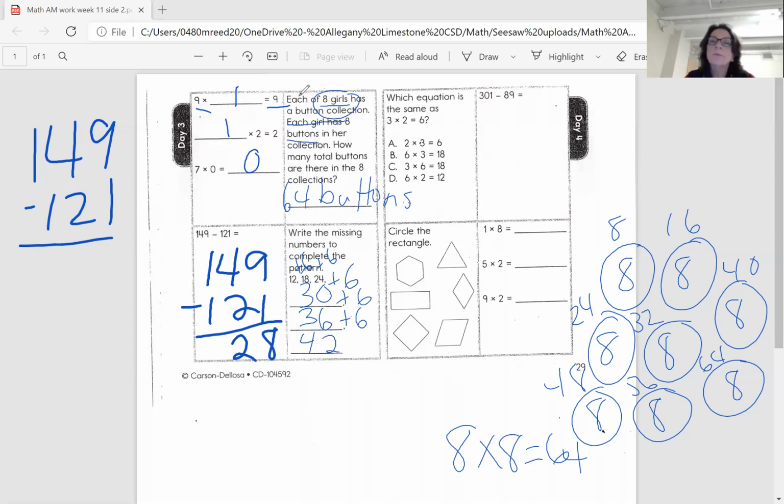Now I knew that last one pretty quickly because I've noticed that these are my 6s. And so I can skip count by 6s to see what would come next. So if I start with 0, 0, 6, we got 12, 18, 24, 30, 36, 42.